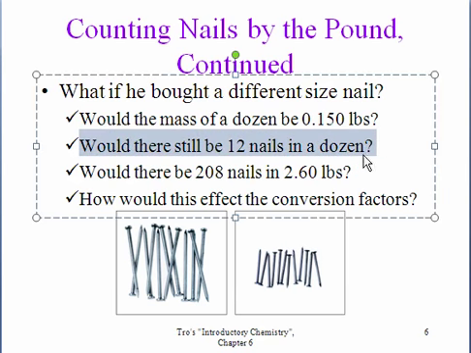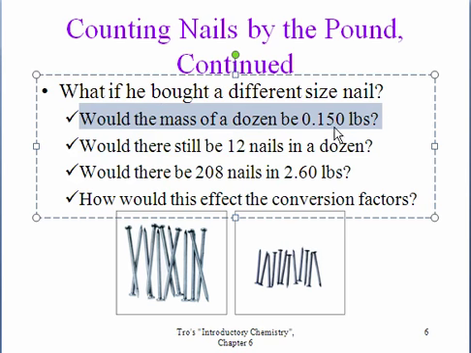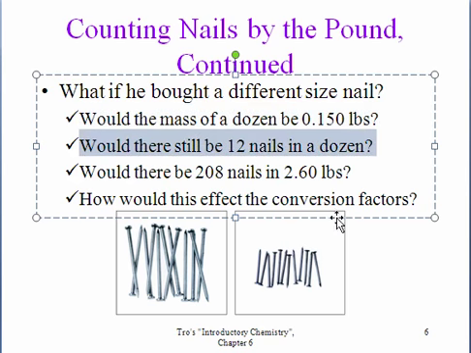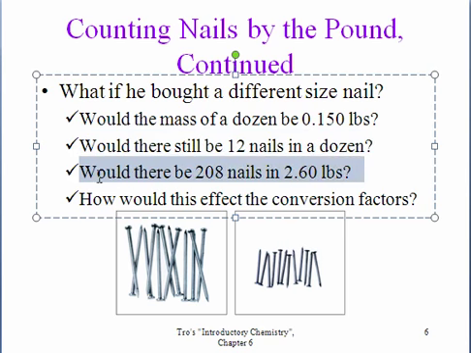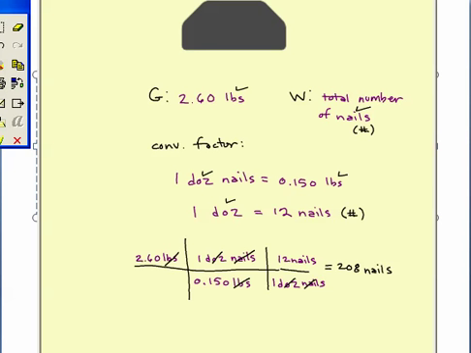Are there still 12 nails in a dozen? And the answer is yes. So the mass of a dozen of the 2 different types of nails will not be the same, but the number in a dozen will be the same. And because the mass of a dozen would change, there would not be 208 nails in 2.6 pounds, which is what we found here. So if we're looking at a nail that has a different mass, it's a different size, it's either smaller or larger, then this is the conversion factor that is going to change. And of course, it's going to impact our final answer.